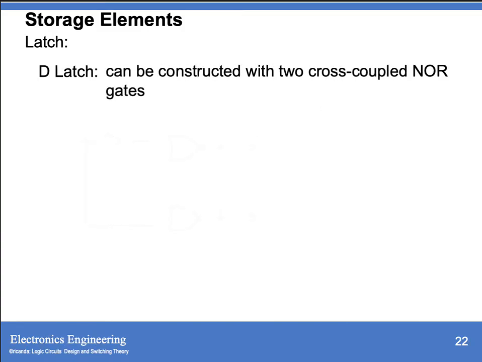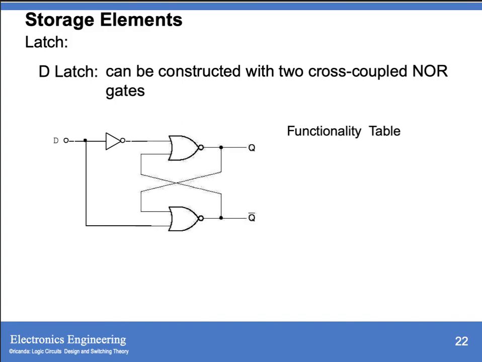Then we have the D-latch. This can be constructed with two cross-coupled NOR gates. So we have this functionality table. Your Q(p), that is your present value of Q, and Q(p+1), that is your next value of your Q. So if you have 0, 0, the output of your inverter is 1. This will make your first NOR gate equal to 0, and your second NOR gate equal to 1. So we have an output of 0.